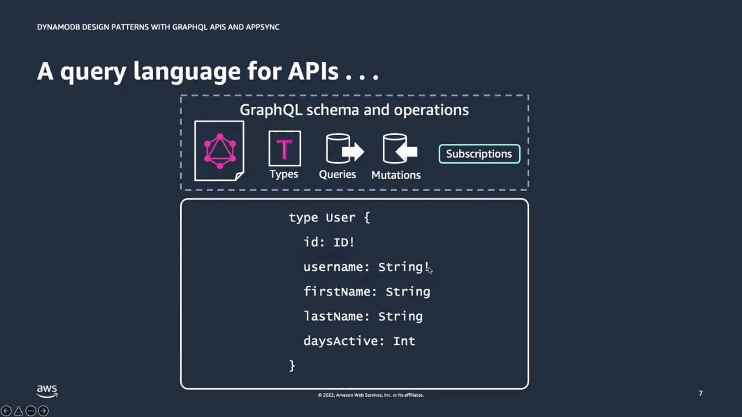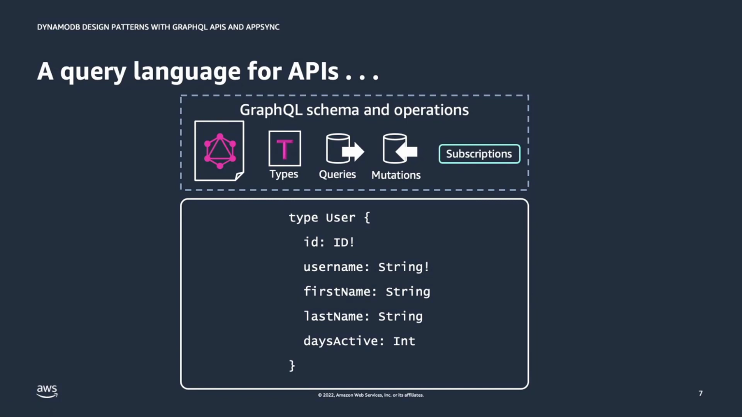And you see the exclamation mark here, and the exclamation mark essentially means that the username is a required field, right? So when I interact with a user, I'm always going to have a username because it is a required field. On the other hand, you can have a first name that's also of type string, but it's not a required field. So this information is not always going to be there. It is optional.